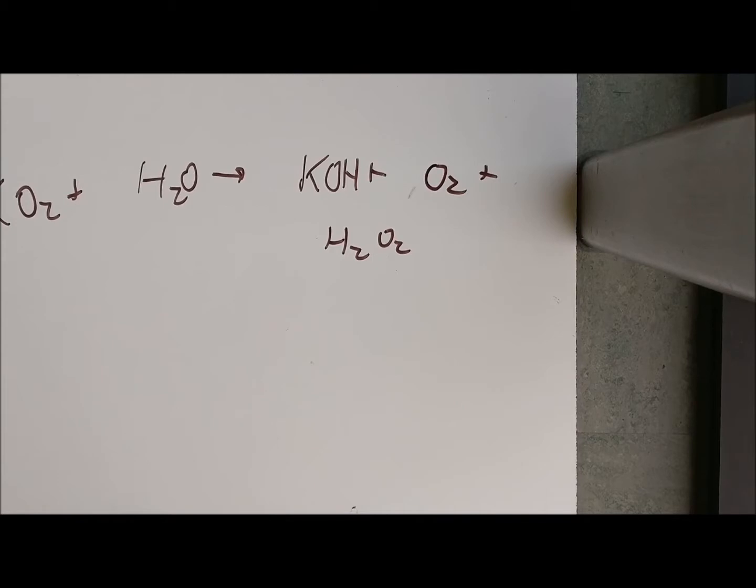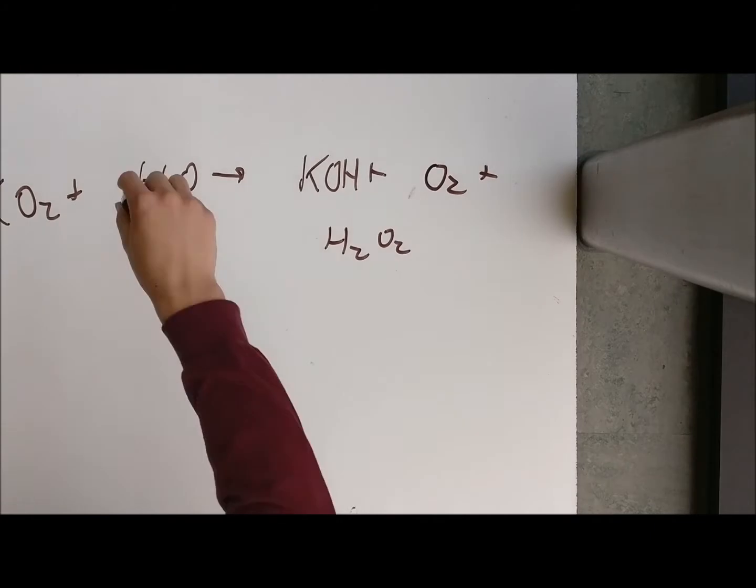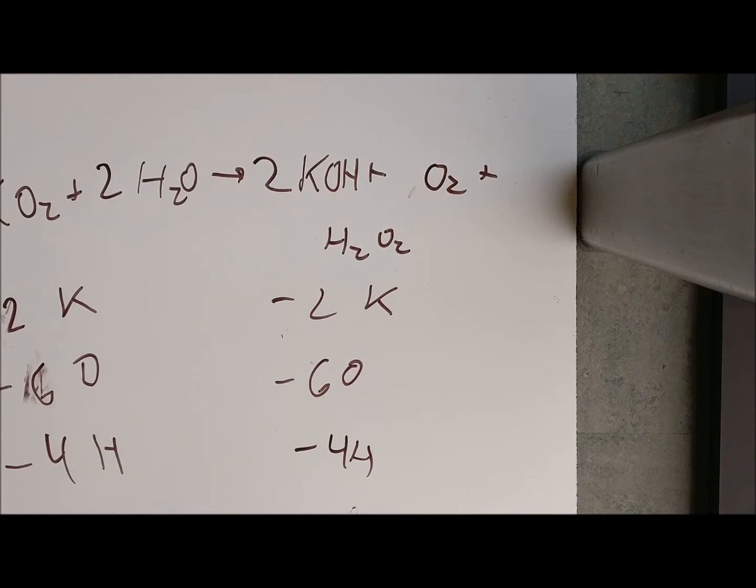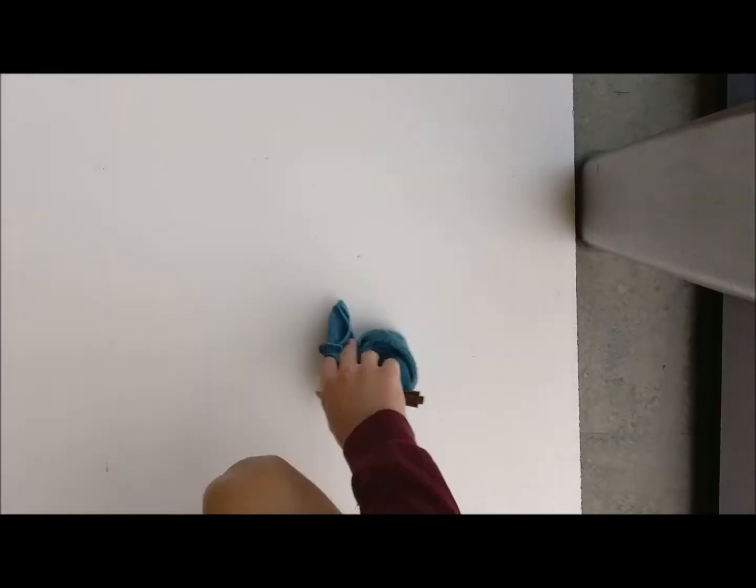And then if we look at our oxygens on the right side, we've got 6 oxygens. But on our left side right here, we only have 5 oxygens. So let's slap a 2 in front of the H2O also. So we get 6 oxygens on both sides. So our final formula is going to be 2KO2 plus 2H2O yields 2KOH plus O2 plus H2O2, which means that there's 2 Ks on each side, there's 6 O's on each side, and there's 4 H's on each side. Alright, that's it for that question.